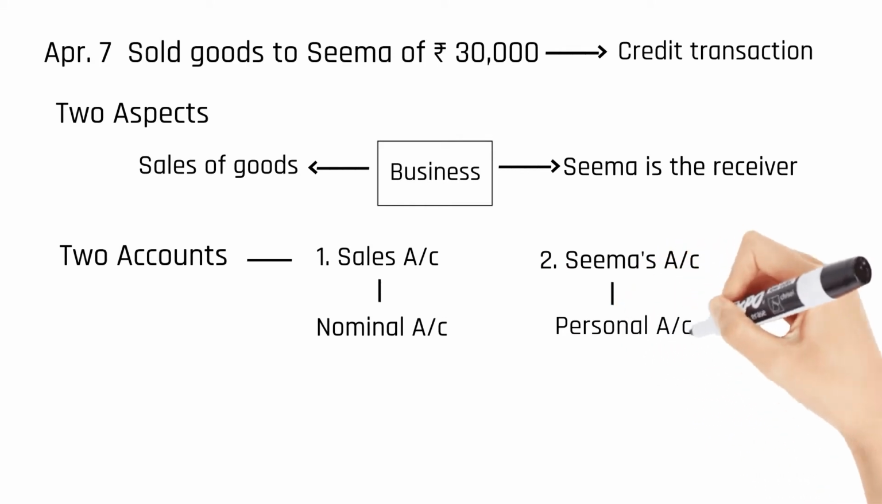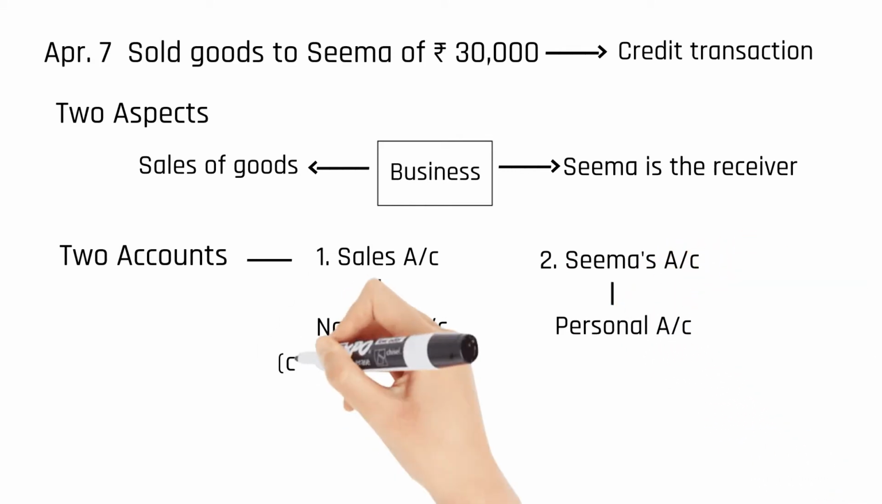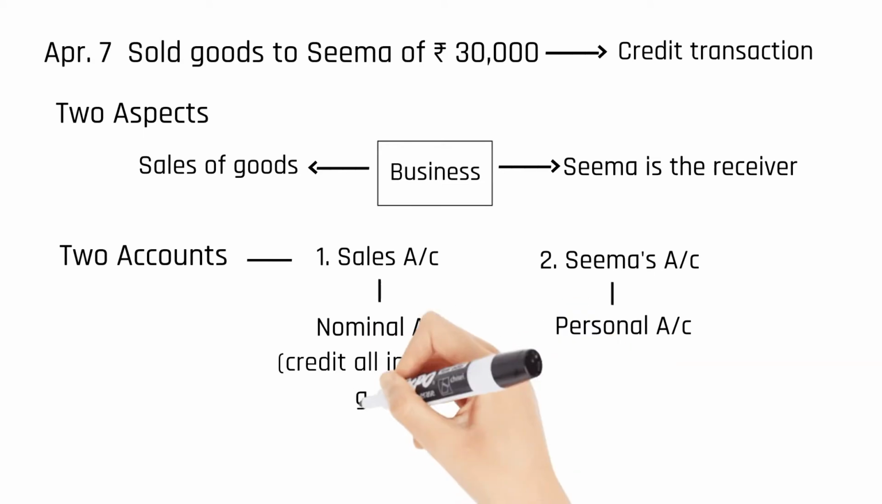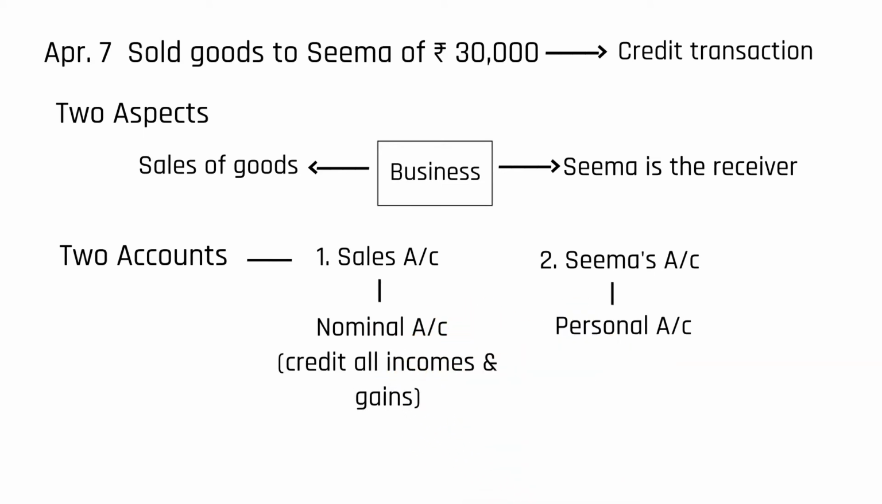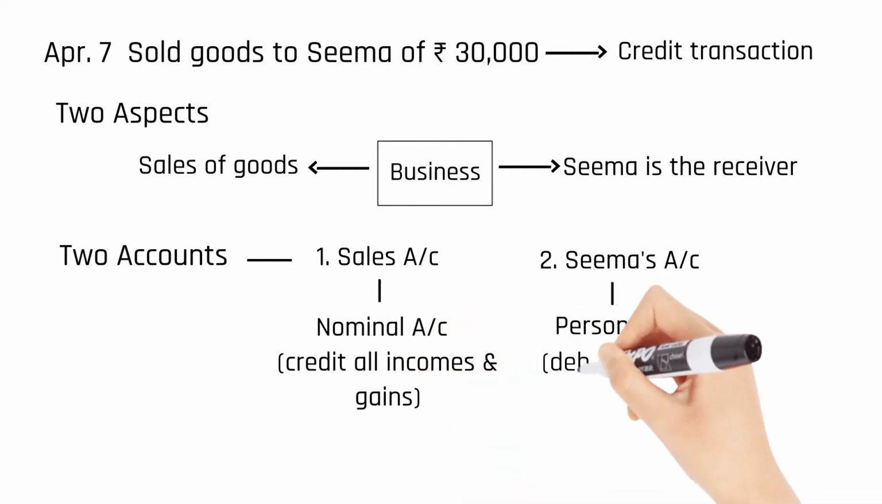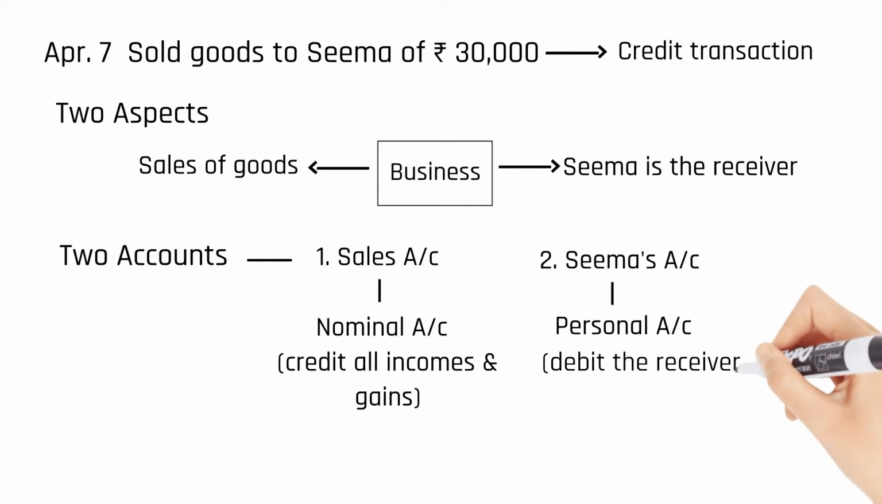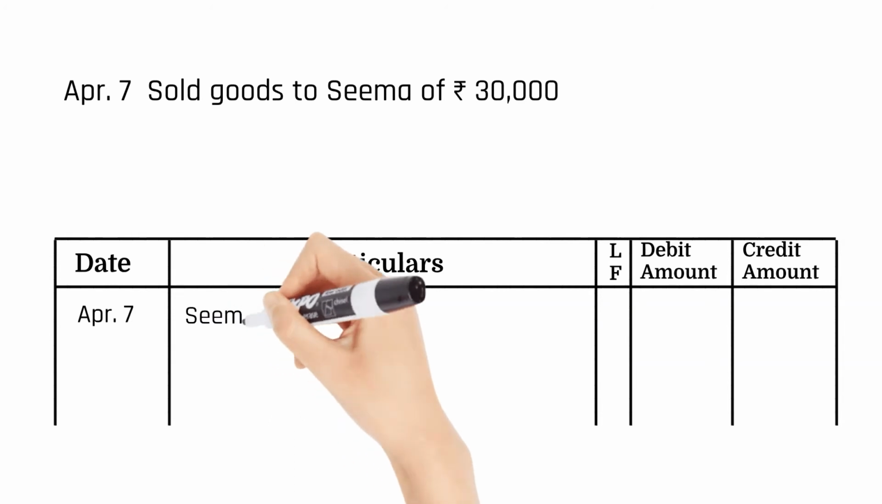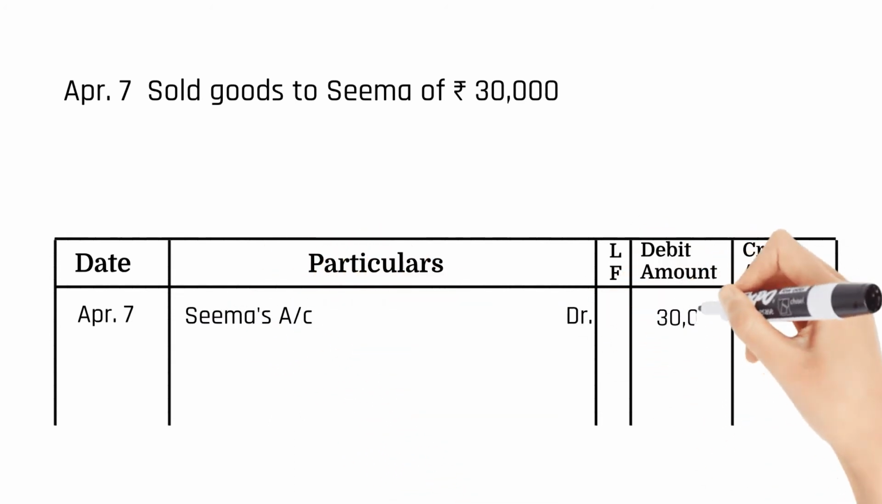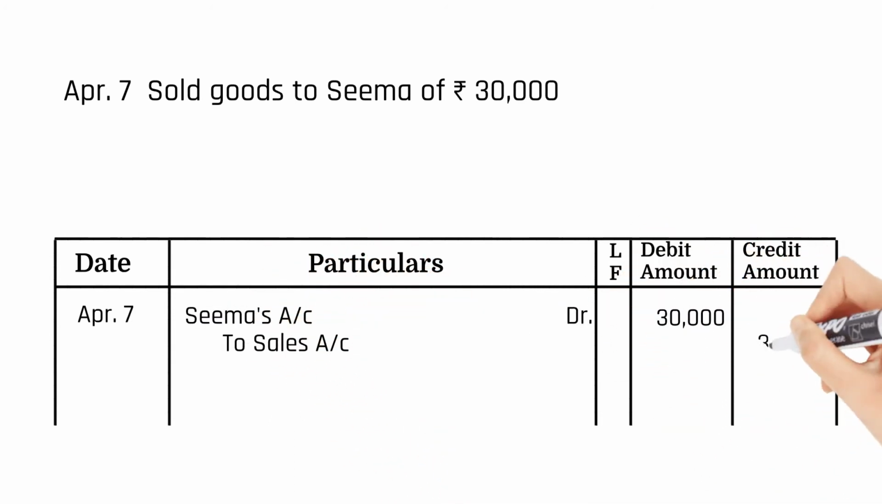Your sales is an income, so we credit it as we say credit all incomes and gains. Seema's account should be debited because she is the receiver of the goods. We get our entry. Seema's account debit to sales account for 30,000. Being goods sold on credit to Seema.